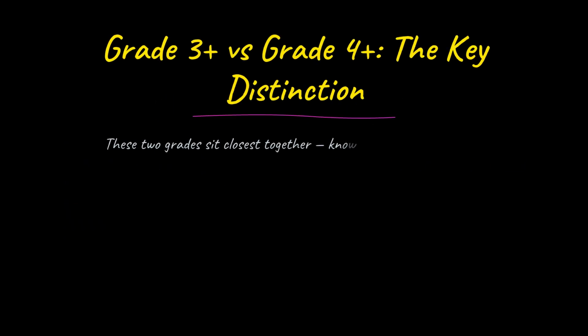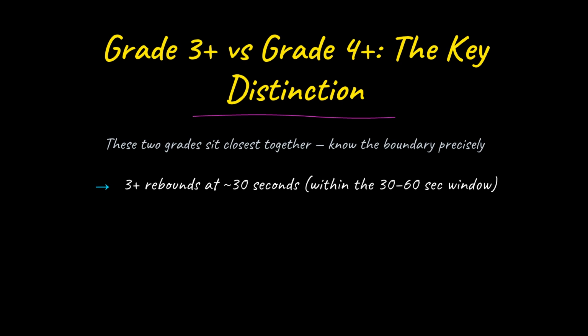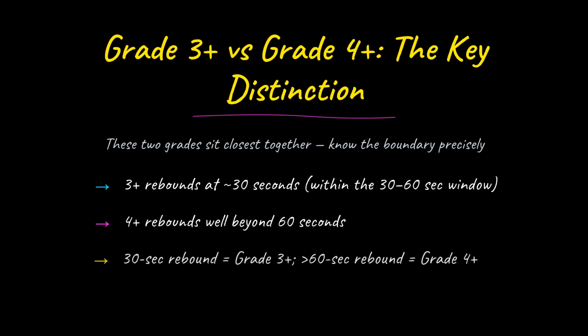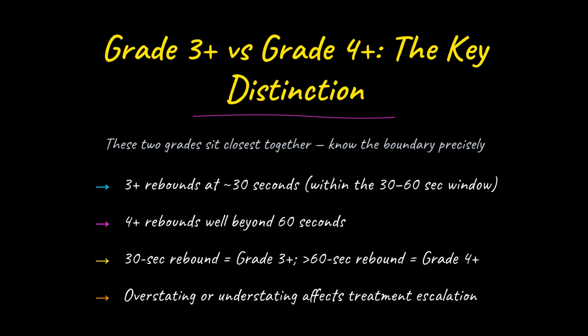The most common trap is confusing grade 3 and grade 4, since their rebound times border on 30 seconds. A 30-second rebound belongs to grade 3 plus. Only a rebound lasting beyond 1 full minute reaches grade 4 plus. Miscalling this boundary can directly influence escalation decisions in conditions like congestive heart failure.